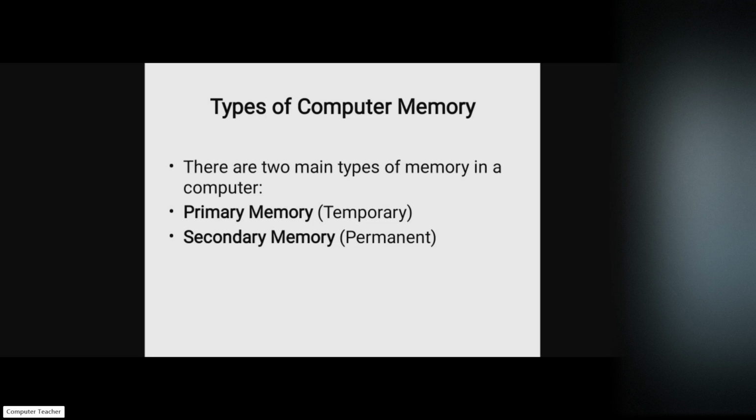Types of computer memory. We have two types of computer memories: the first one is primary memory, and the second one is secondary memory. Primary memory is the temporary one, but secondary memory is the permanent one. For example, I know my birthday date permanently. It will be there for me, right? I will not forget it. So that is known as secondary memory, the permanent storage.